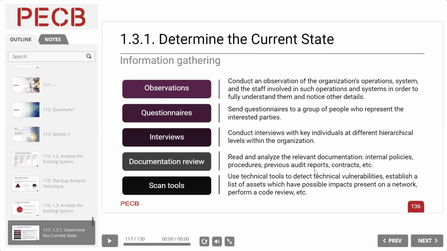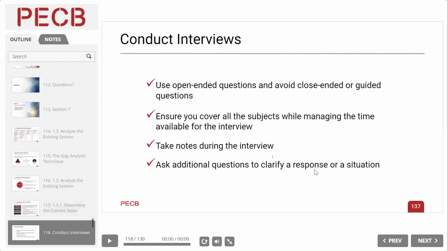The approach is observations, questionnaires, interviews, engagements with business unit heads and various function leaders, review of documentation, and then scan tools. So we conduct interviews, and that's one of the best ways, talking to all the relevant departmental heads to understand what they do and what needs to be done.